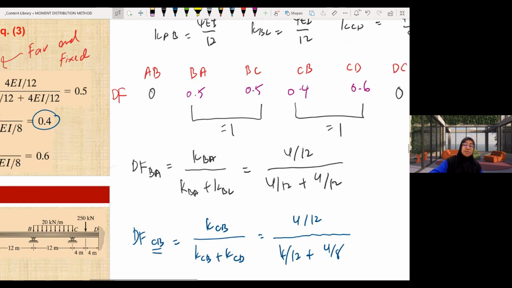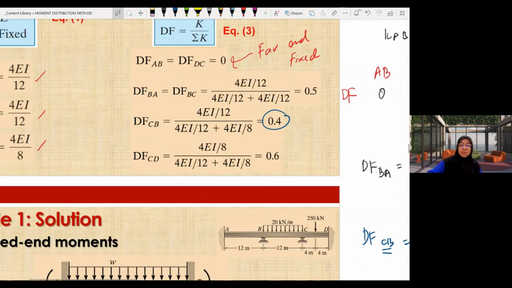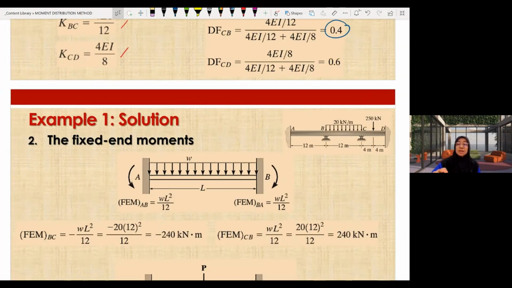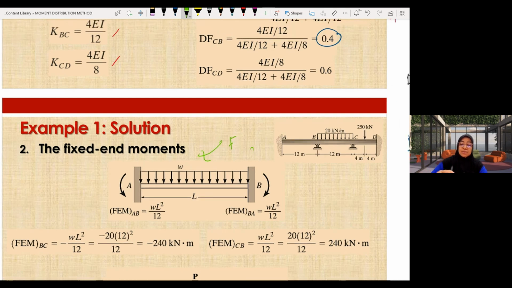Next step, after distribution factor, we have to focus on the fixed end moment. Why? Because fixed end moment is actually the first member end moment in the table. Before we continue to the fixed end moment and after that the table, let's take a break for 5 minutes.